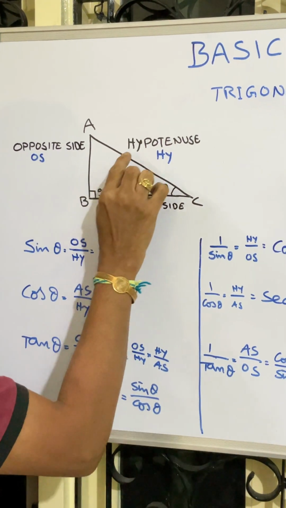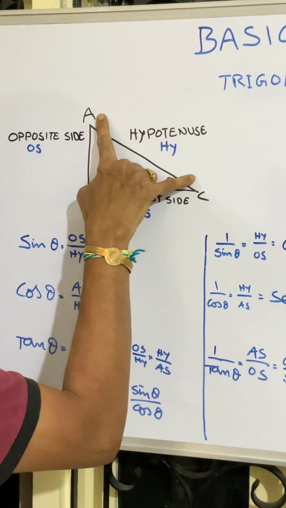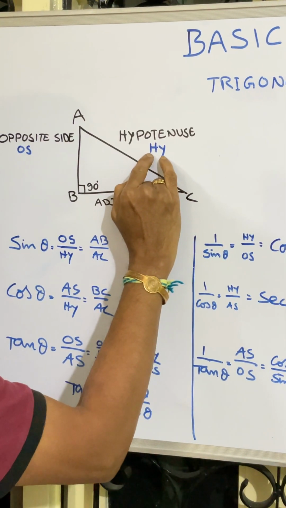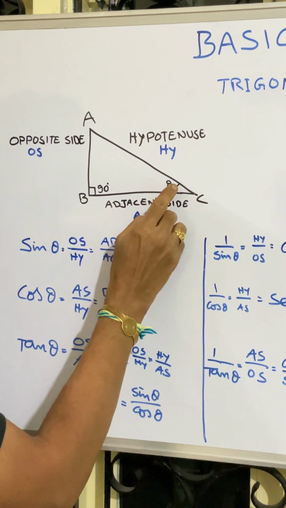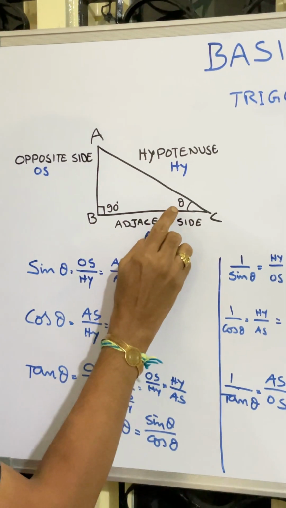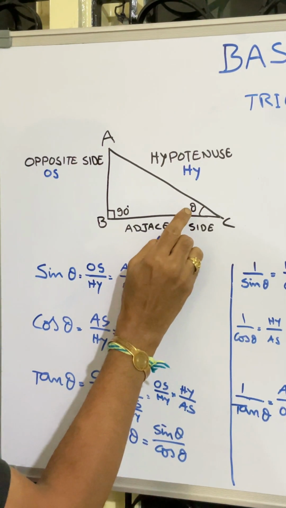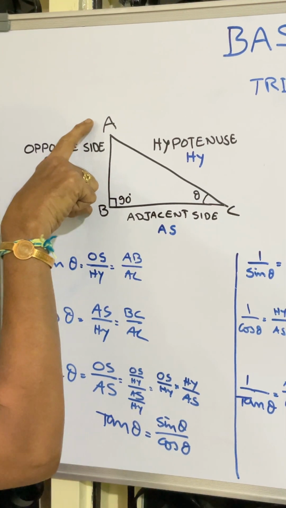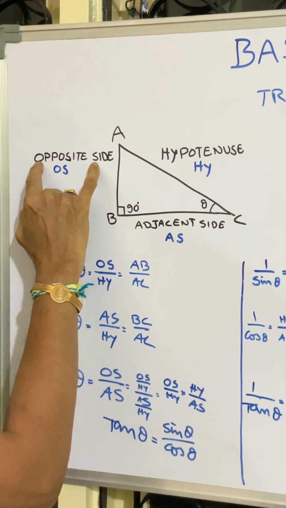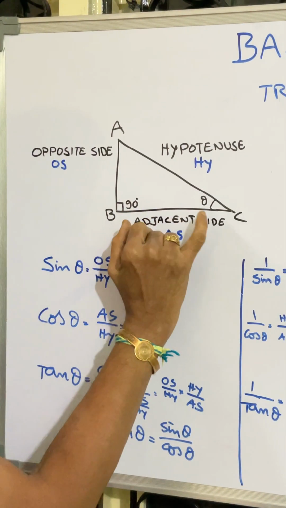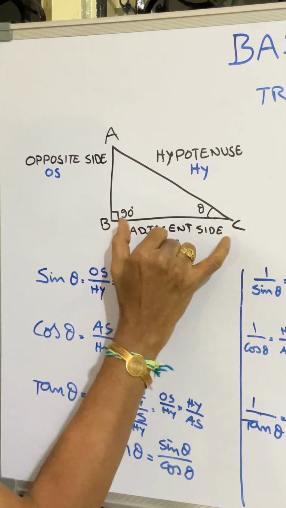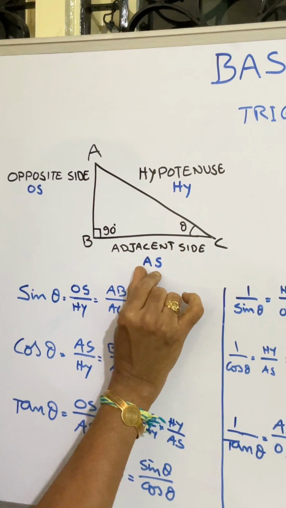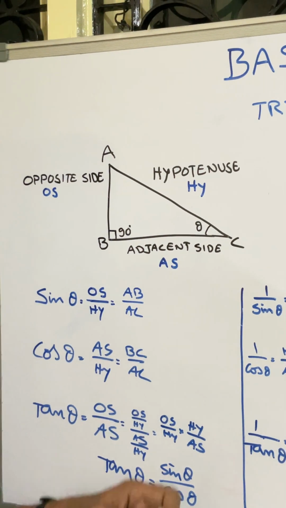The opposite side of this angle is AC and we call it the hypotenuse. Simply, we write it as HY. Theta is an unknown angle. The opposite side of this theta is AB, so we call AB the opposite side or OS. BC is the adjacent side for this theta. That's why we call this the adjacent side and simply write it as AS.